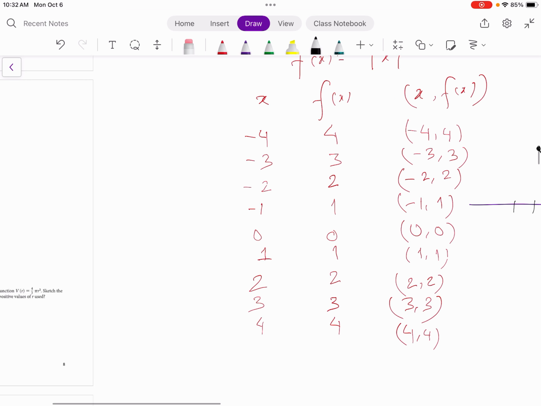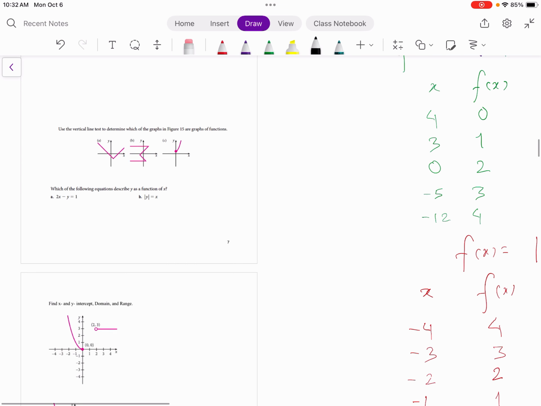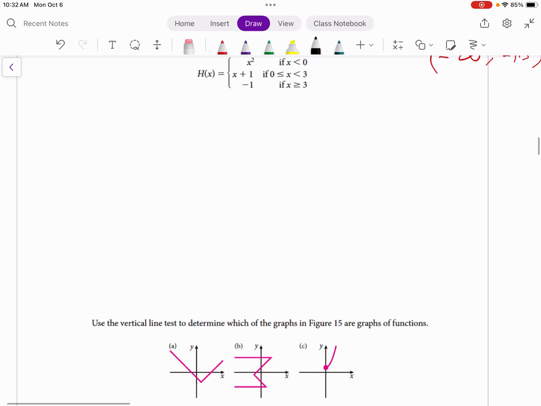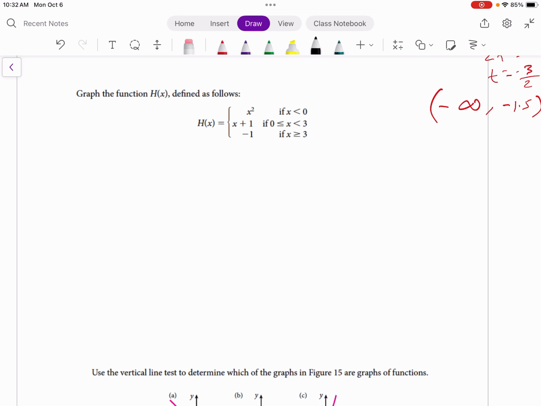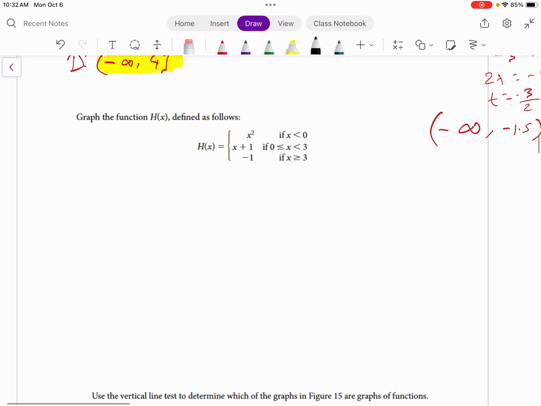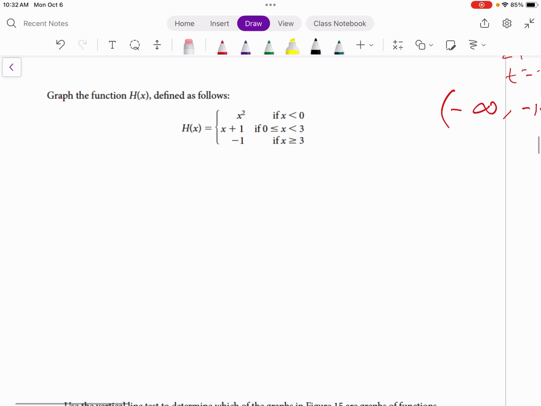Okay, so if you do not have any question, we'll go to the next topic here. So here, do you recall what we call this kind of function? In this function, our function is h, input is x, okay? Now, when our input x is less than 0, our output is x squared. When our input x is greater than or equal to 0 and less than 3, our output is x plus 1. And when we have an input greater than or equal to 3, our output is -1.